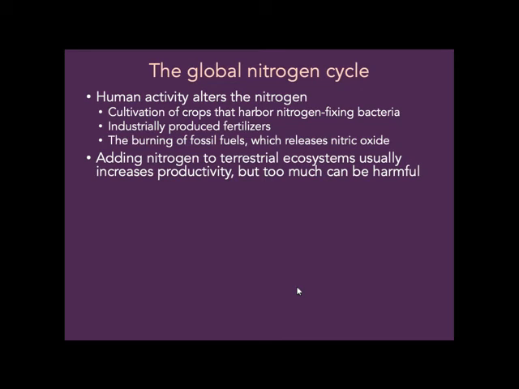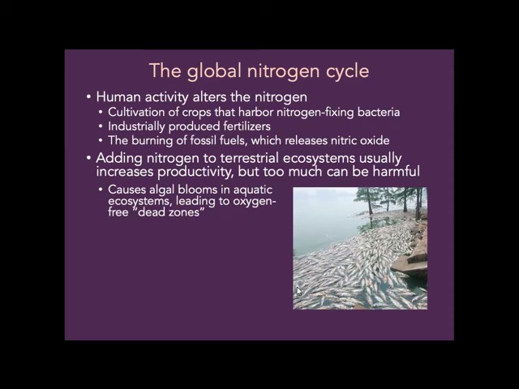You would think that just adding nitrogen to terrestrial ecosystems would increase the productivity of the ecosystem, and that would be good. But if you put too much nitrogen in an ecosystem, you get negative effects. You can get algal blooms in aquatic ecosystems, leading to oxygen-free dead zones. People will use nitrogen in a farmer's field, and it'll wash into the lakes nearby. And then the algae will suddenly breed explosively and use up all the oxygen.